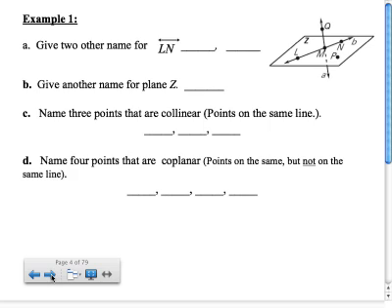All right, so in example 1, give 2 other names for line LN. Line LN is the same as line LM, is the same as line B. Okay, those are all the same thing. Okay, I probably should have said line B instead of just writing the letter B.